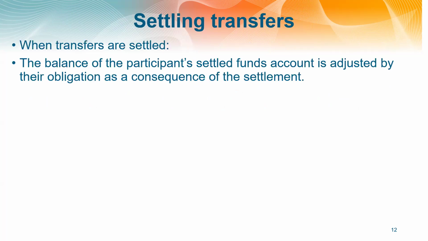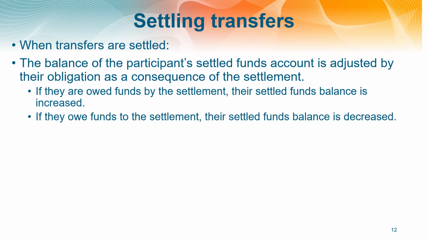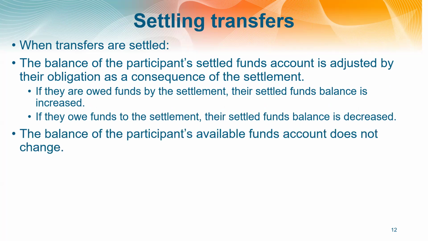So when we look at settling transfers, we expect the balance of the participant's settled funds account to be adjusted by their obligation as a consequence of the settlement. If they're owed funds by the settlement, their settlement funds balance is increased. If they owe funds to the settlement, their balance is decreased. But the balance, as I've said, of the available funds account doesn't change, because that's merely a status change as far as the funds that are represented by the available funds account goes.